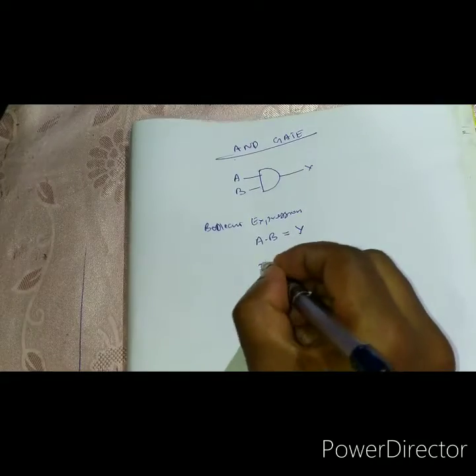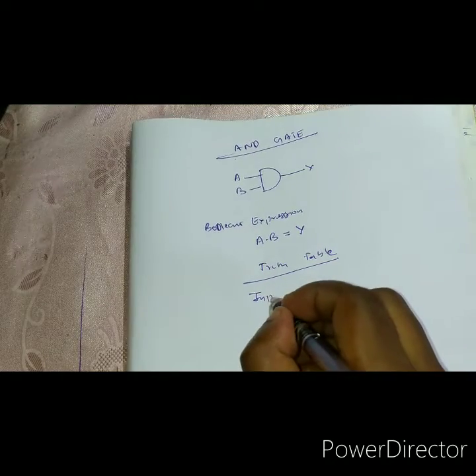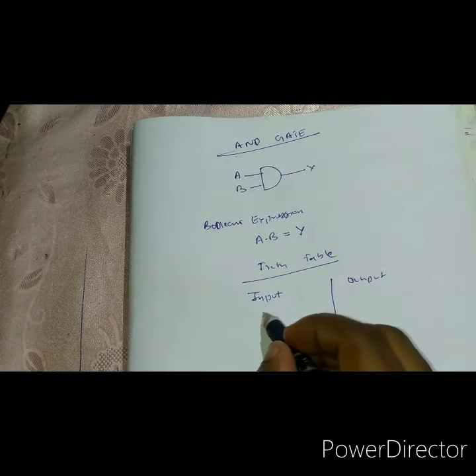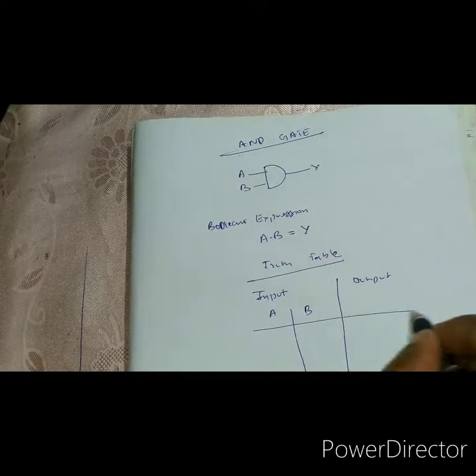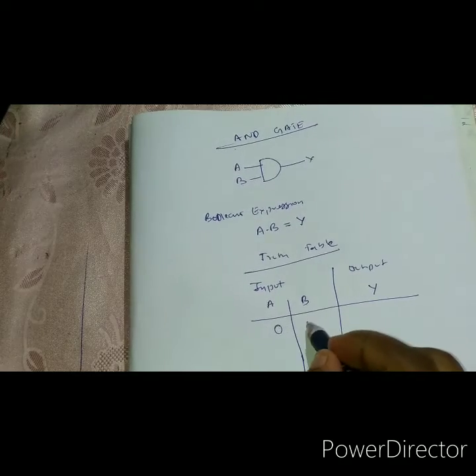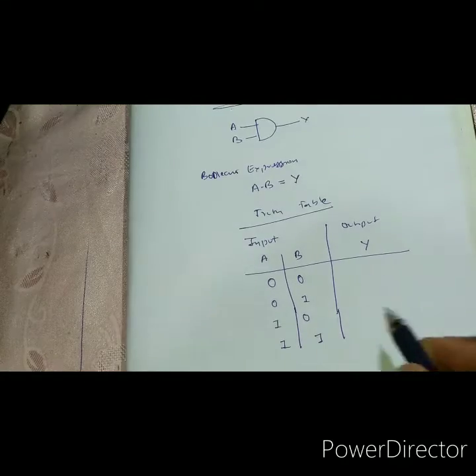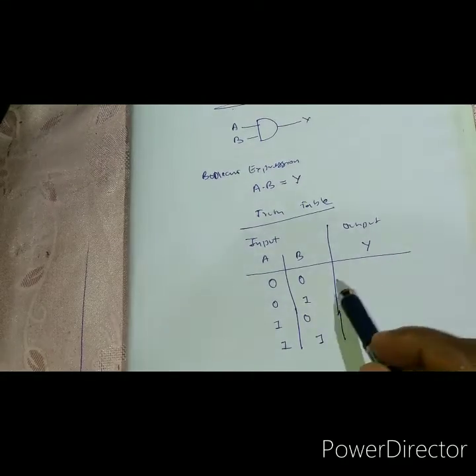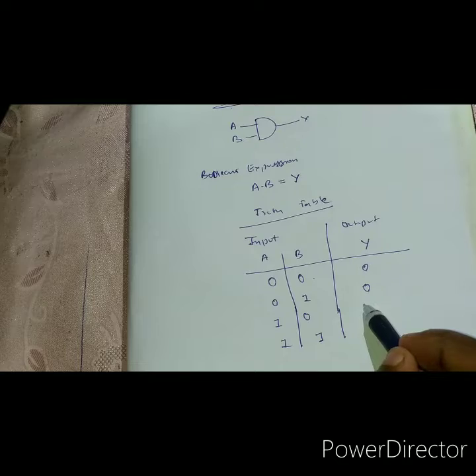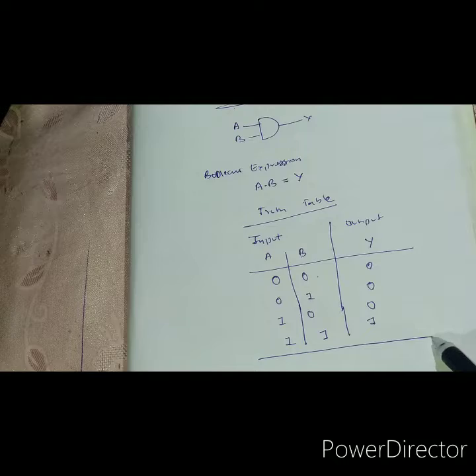Now the truth table for the AND gate: input, output. We can have 2 or more inputs but only 1 output. So let us consider 2 inputs and 1 output, that is Y. The combinations can be 0 0, 0 1, 1 0, 1 1. It is simply the logical multiplication. So 0 dot 0 is 0, 0 dot 1 is 0, 1 dot 0 is 0, 1 dot 1 is 1. So this is the truth table for the AND gate.